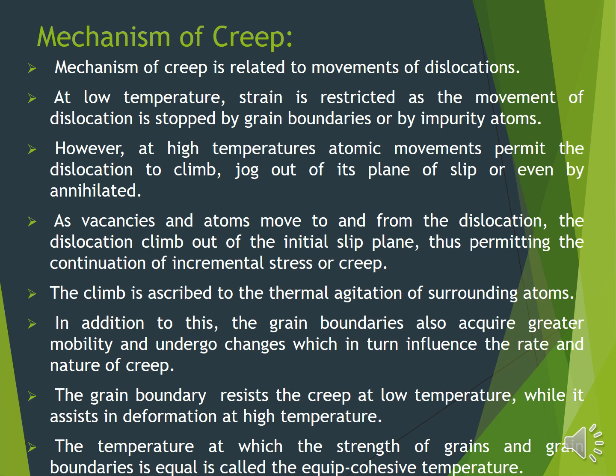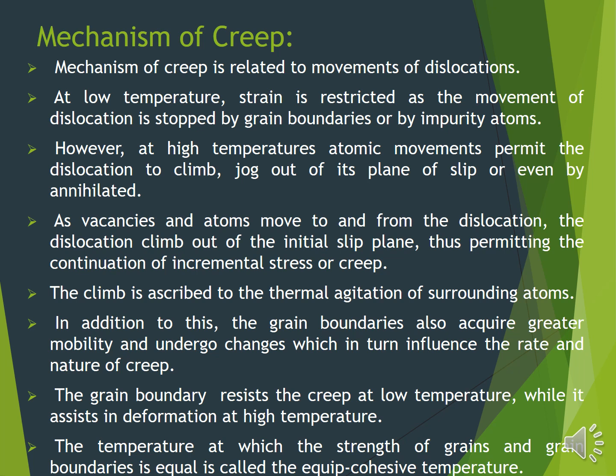It jogs out of its plane of slip or even annihilates. The vacancies and atoms move to and from the dislocation. The dislocation climbs out of the initial slip plane, thus permitting the continuation of incremental stress or creep. The climb is ascribed to the thermal agitation of surrounding atoms. In addition to this, the grain boundaries also acquire greater mobility and undergo changes which in turn influence the rate and the nature of creep.